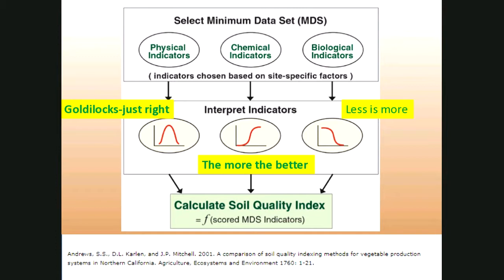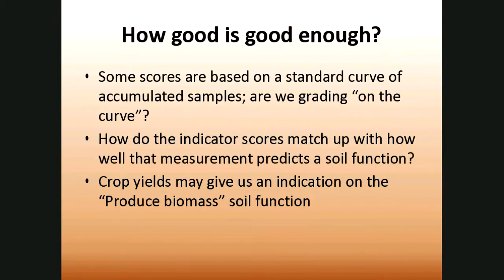It can be toxic, so the less you have of it, the better health your soil is in. So another question is, how good is good enough? Some of these scores are based on a standard curve of the accumulated samples, so they're sort of grading on the curve. So how do we know if, say, they all failed the test, but you might be the 99th percentile and still not be functioning well enough, whatever that means.